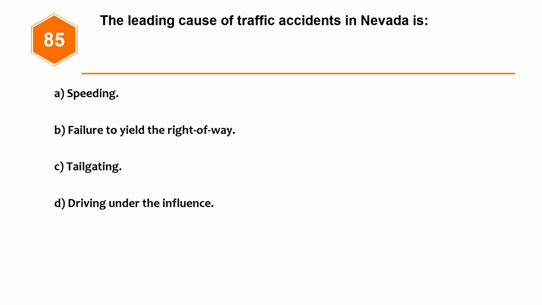Question 85. The leading cause of traffic accidents in Nevada is: Option A, speeding. Option B, failure to yield the right of way. Option C, tailgating. Option D, driving under the influence.